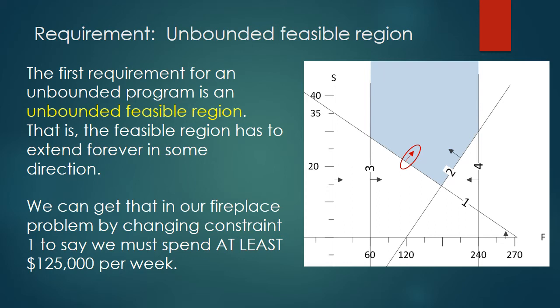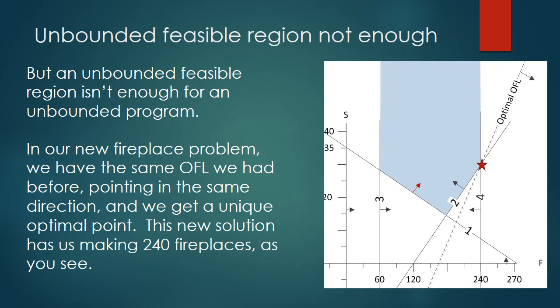Now the feasible region goes on forever, as you can see it scrambling up to the top of the screen. That means the feasible region itself is unbounded. And it's true that any program which is unbounded will have to have an unbounded feasible region. But gang, that isn't enough. An unbounded feasible region does not guarantee an unbounded program. Let's see why not. It depends on the direction of the OFL.